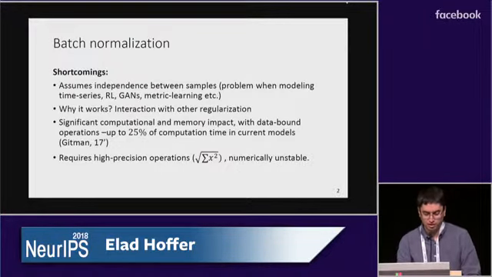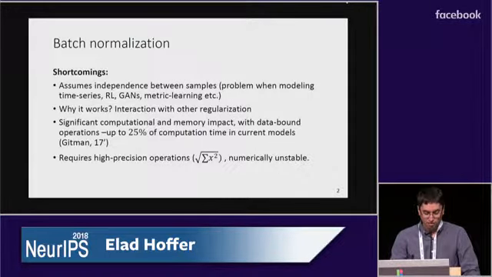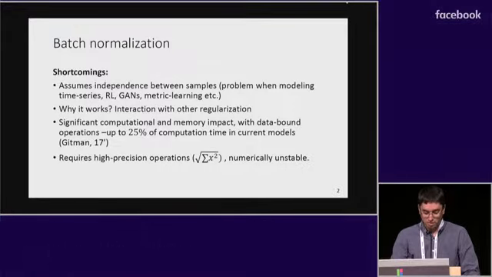So batch normalization has been an important building block of deep learning models over the past few years, allowing faster convergence and improved accuracy. However, it is known to exhibit several shortcomings. Amongst them are the reliance on independence between samples, making it unsuitable for several tasks, such as RL and metric learning. That it has visible yet poorly understood interactions with other regularization techniques. It also incurs noticeable computation and memory impact, accounting for up to a quarter of computation time, and it requires high precision operations, making it numerically unstable.